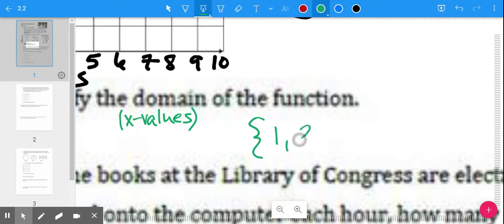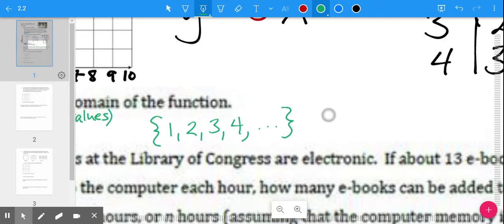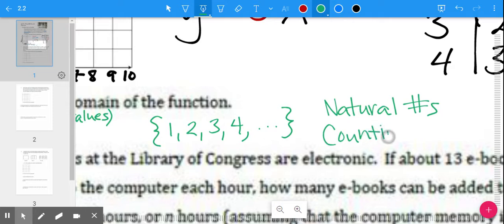We have 1 box, 2 boxes, 3 boxes, 4 boxes, etc. And we put them in those funky, curly, curvy brackets because it's a discrete function. All discrete functions go in those brackets because it's a dot here, a dot here, a dot here. And you have to list out those values for where the dots lie. So these are also called natural numbers or counting numbers. Because when you count, 1, 2, 3, 4.